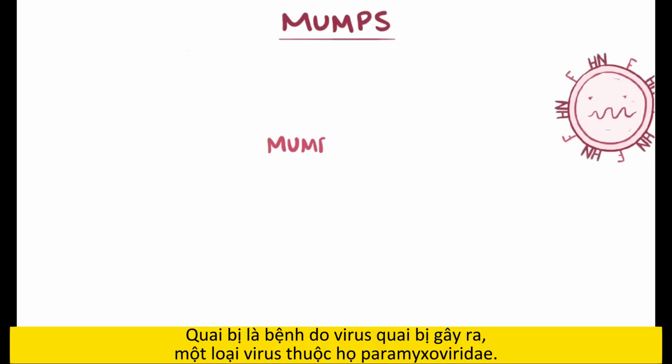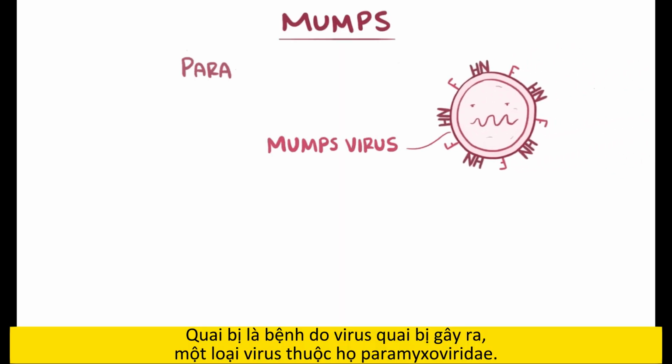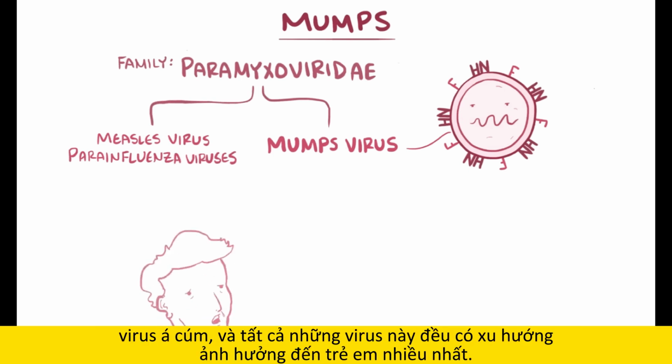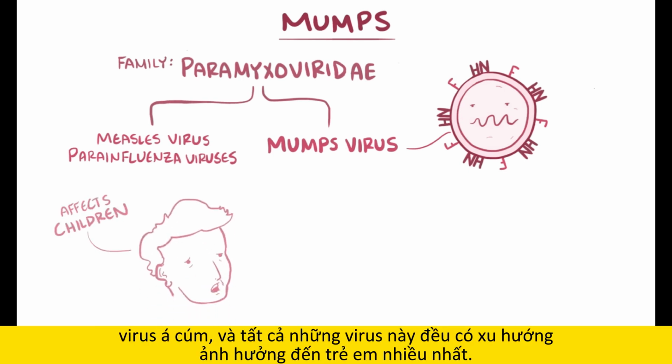Mumps is a disease caused by the mumps virus, which is a member of the Paramyxoviridae family. This is actually a large family of viruses, which also includes the measles virus and the parainfluenza viruses. And all of these tend to affect children the most.